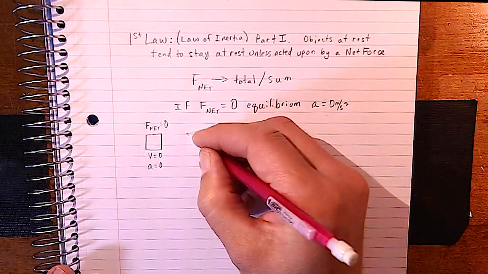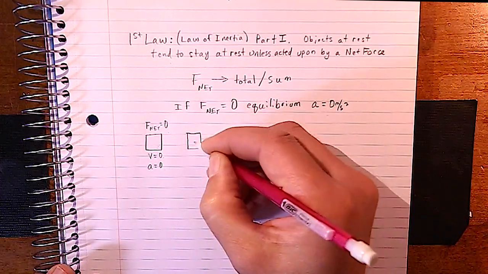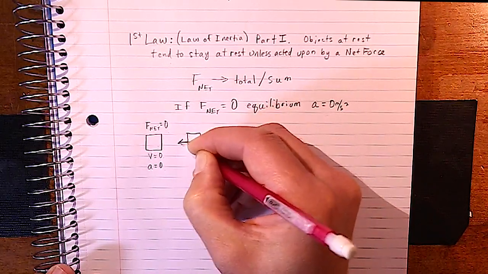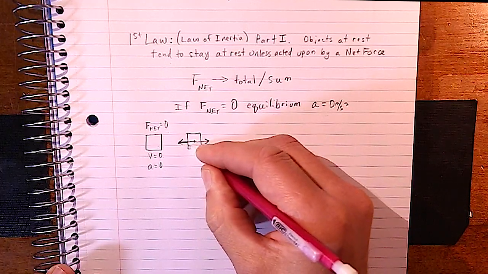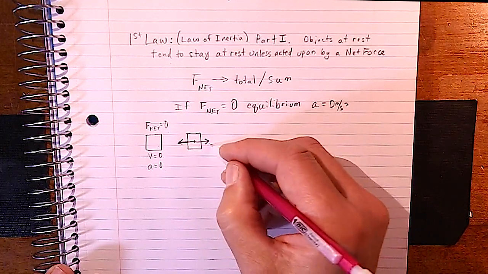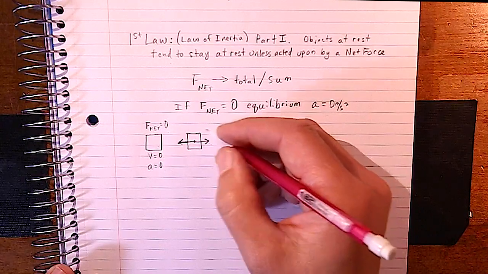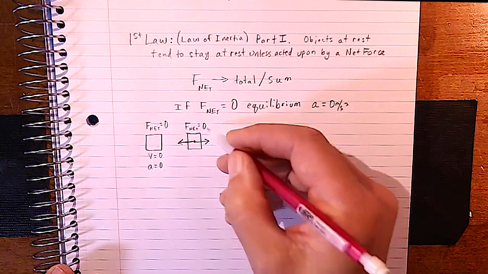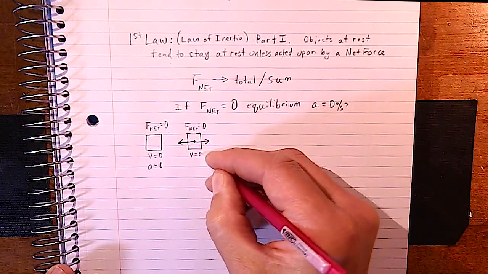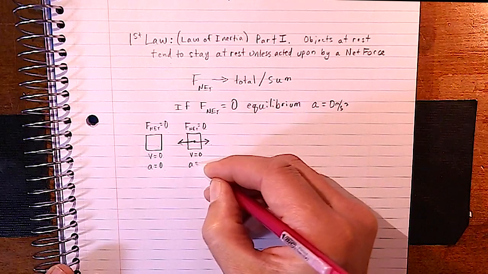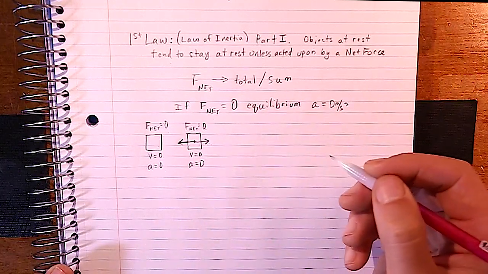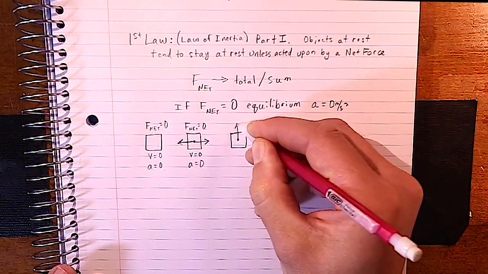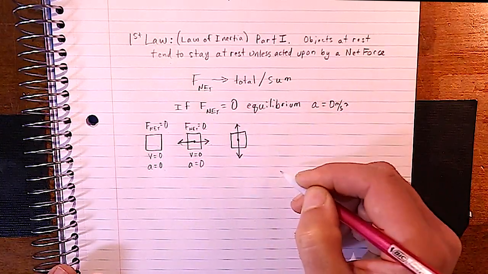But what other situations could we have like this? What if we had two forces acting on it? We could call this force 1 and force 2. If these forces are equal and opposite, they will cancel each other out. And in that case, again, we end up with a net force of 0. If it's at rest, and the net force is 0, the acceleration is 0, then it will stay at rest. So there's lots of other combinations we could have. We could have a force up and a force down that cancel each other out.